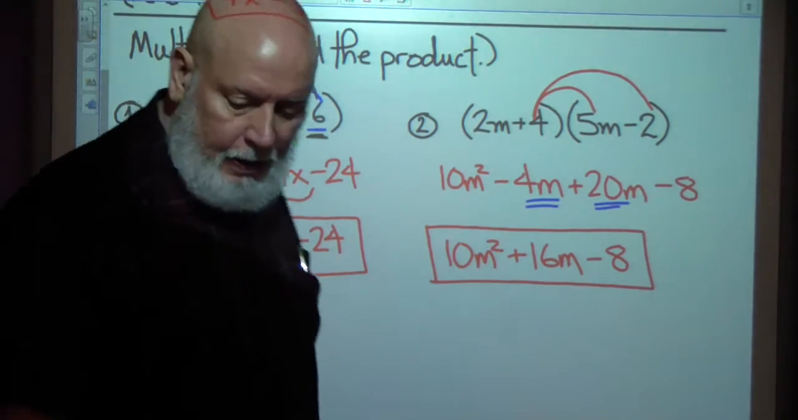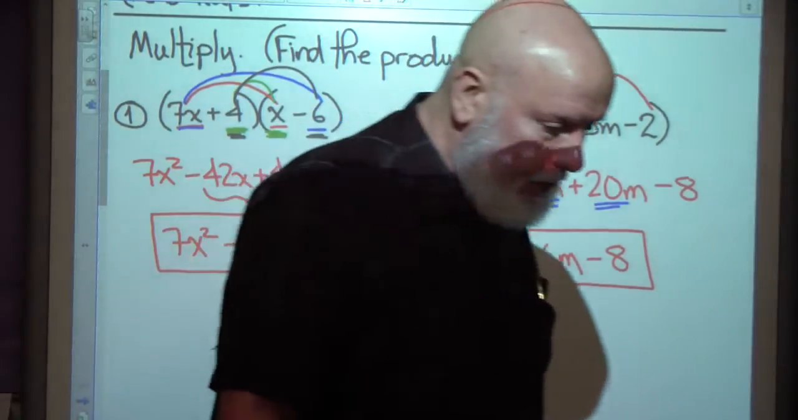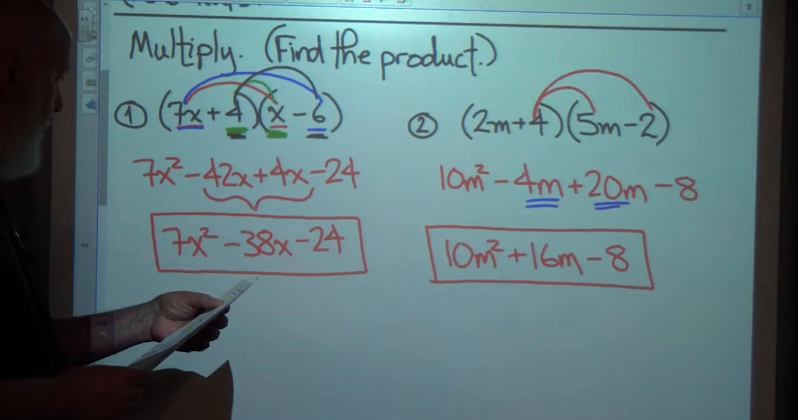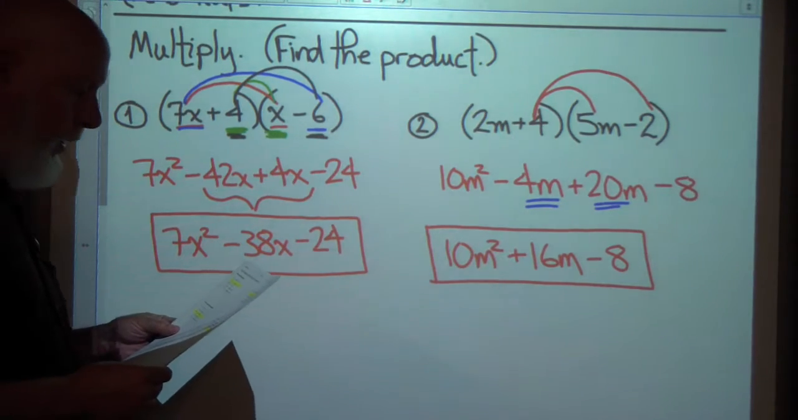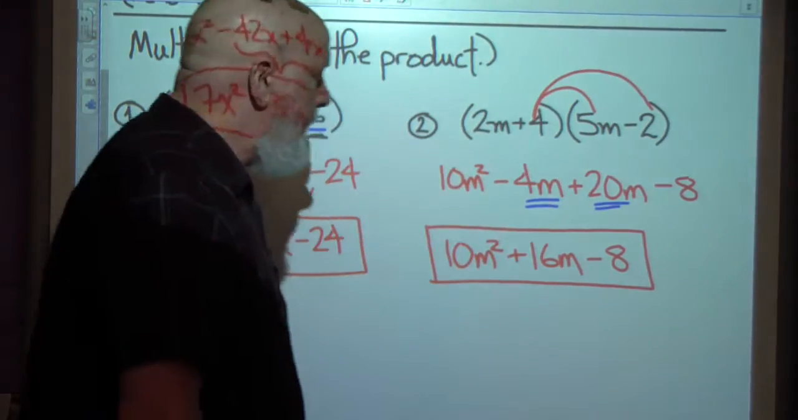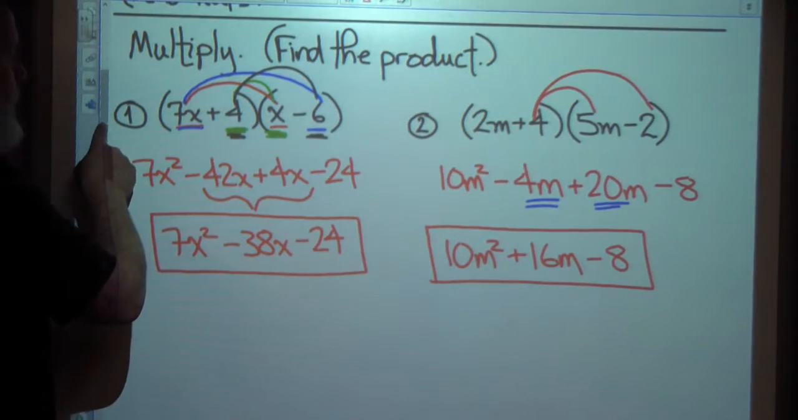2. And let's see, I got a key around here somewhere. I'll check these. Number one, 7x squared minus 38x minus 24. Yay! Number two, 10m squared plus 16m minus 8. Yay! Can't believe it. Two in a row without a mistake.